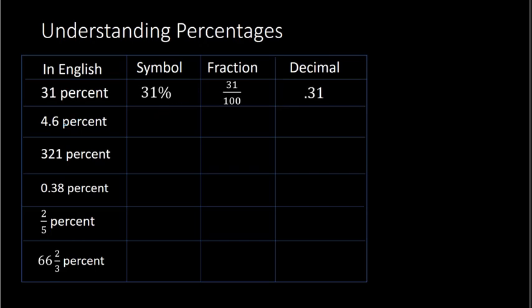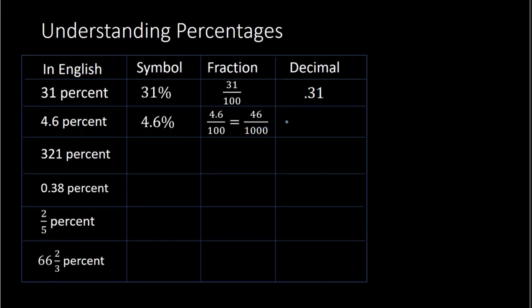Looking at the next one, 4.6%. I can write this with the percent symbol as 4.6 and then the percent sign. As a fraction, this would be 4.6 divided by 100. And I can rewrite this, if I wanted to, by getting rid of the decimal. So I can move it over one place to the right by multiplying by 10. Do the same thing to the bottom, multiply by 10, and I get 46 over 1,000. And then you can always reduce as well if you wanted.